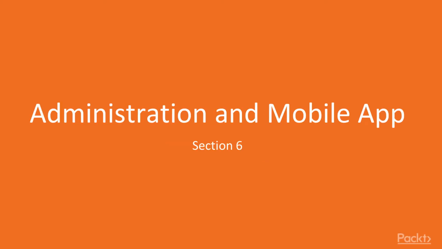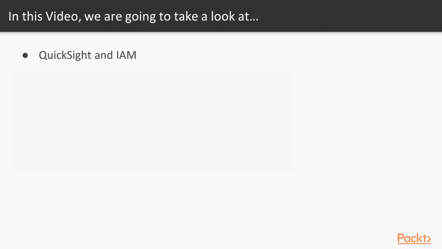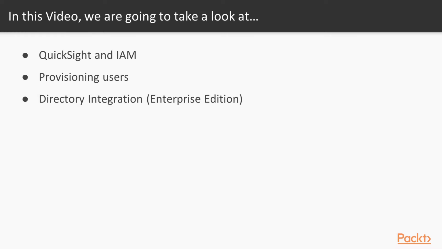In this section, we will review administration tasks, including security setup, user management, and the mobile application for QuickSight. We'll start with managing identity and access to QuickSight. Topics that we'll cover: QuickSight and IAM, provisioning users, and directory integration.